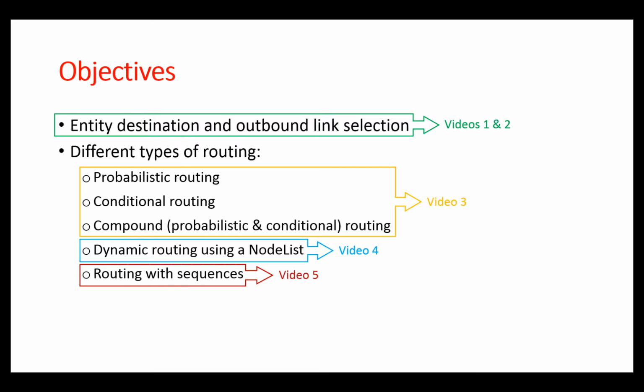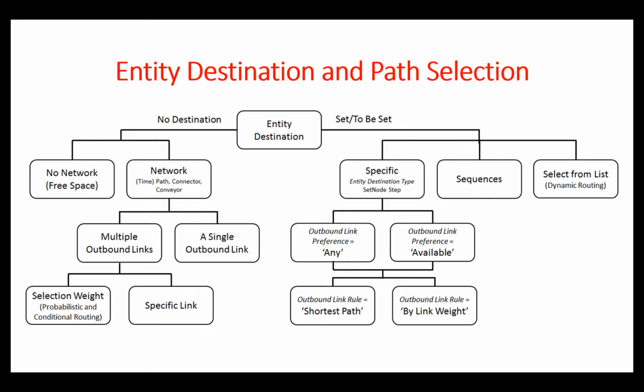Finally, in the fifth video of the module, we will learn routing with sequences or sequence tables where the entities in our model need to visit a predetermined sequence of nodes or objects in the model. So here's a flowchart of the specific topics that we cover in this module.